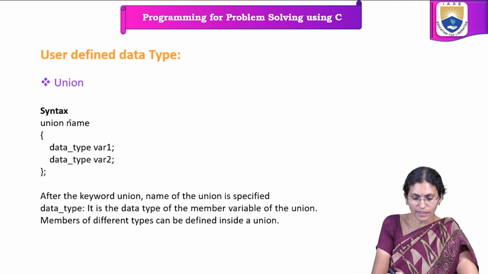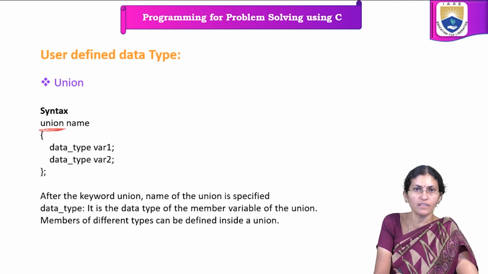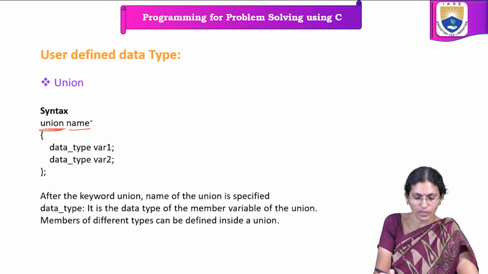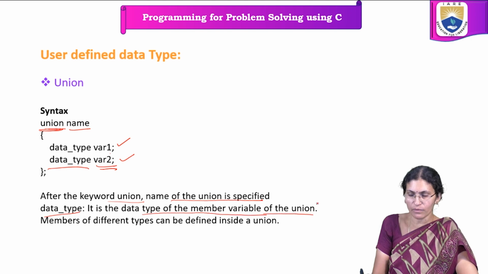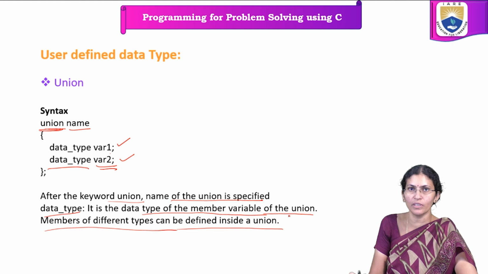Next is union. Syntax for union is the same as structure only. But the keyword here is union. After that, the name of the union. Then inside the curly braces, we have the members of different data types: data type, variable 1. So this is the data type and this is the name of the variable. After the keyword union, the name of the union is specified and data type is the data type of the member variable of the union. Members of different data types can be defined inside a union.